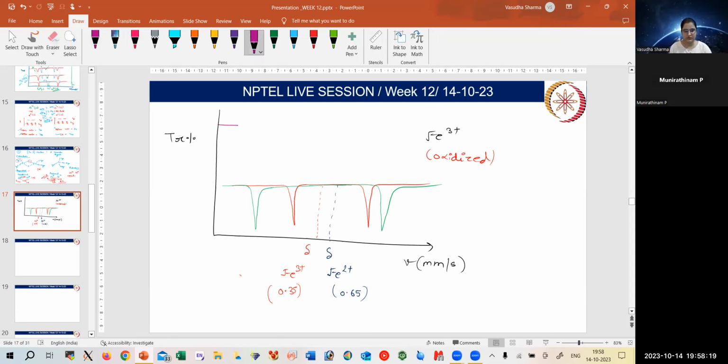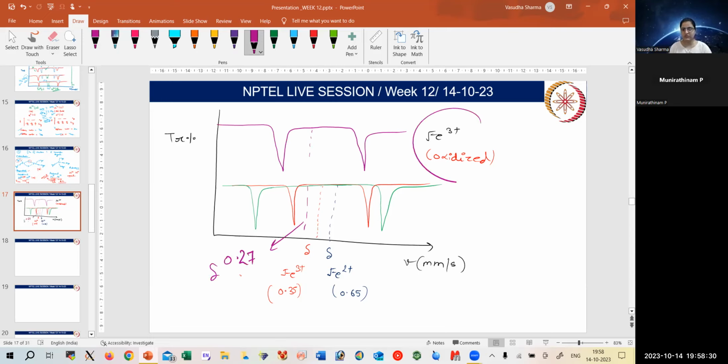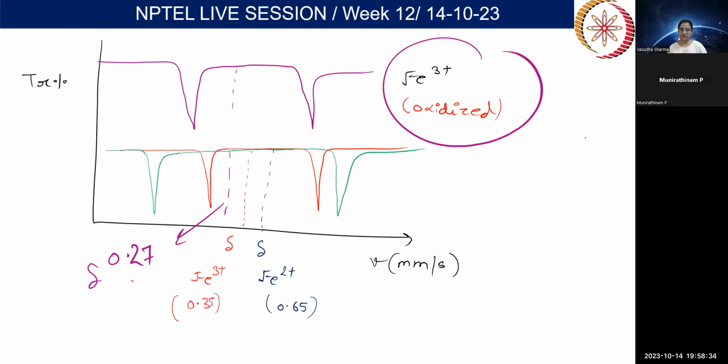Here we are saying that it was here, so slightly its value was 0.27. So this was the case when we were talking about the oxidized form, where both the irons are in the +3 oxidation state. And when we came to the reduced form, one was in +2 and one was in +3, and we can see that.